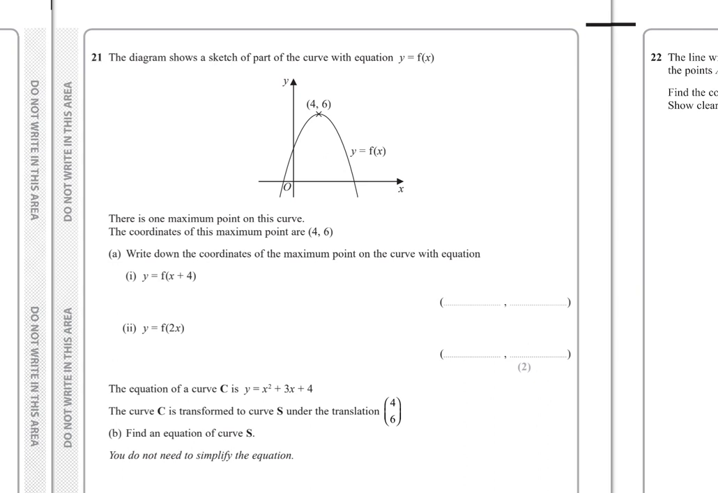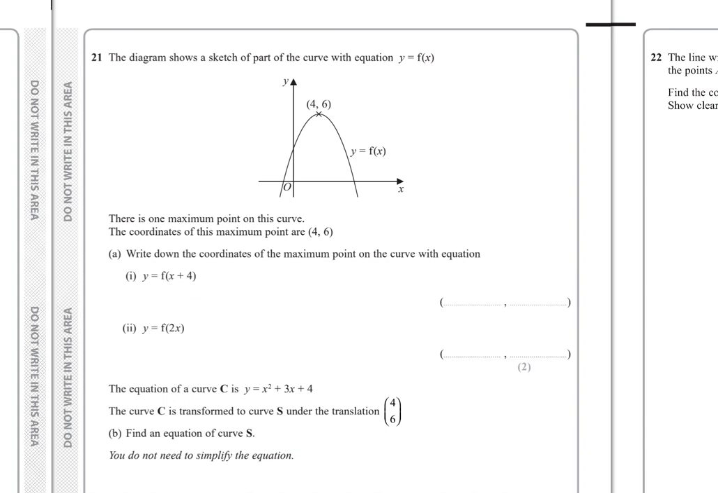Next, 21. The diagram shows a sketch of part of the curve with equation y equals f(x). There is one maximum point on the curve. The coordinates of the maximum point are (4, 6). Write down the coordinates of the maximum point on the curve with equation y equals f(x plus 4).